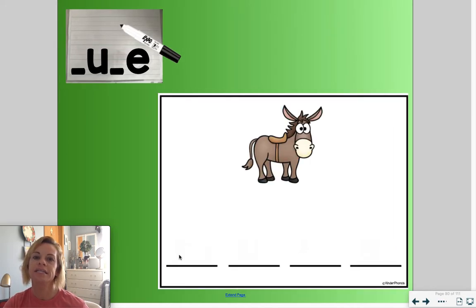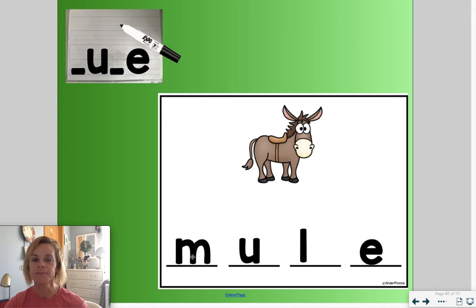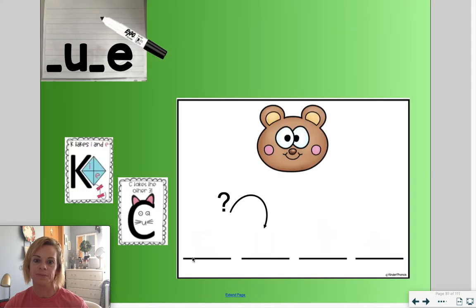All right, this is called a mule. Mule is another word for donkey. Now this one really does make the U sound when you stretch it out. M-U-L, mule. So see if you can write all the letters you need. M-U-L, and remember your lazy E at the end. Did you write M-U-L-E? If you did, then you spelled mule.